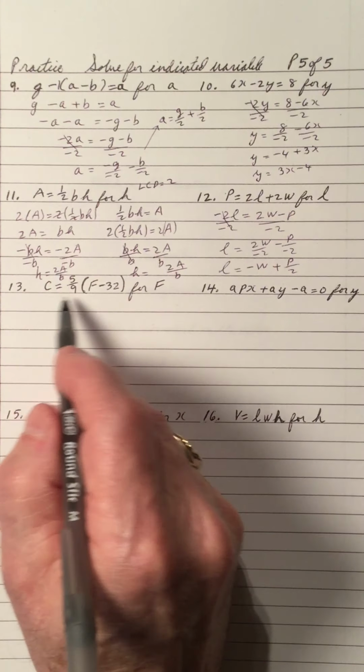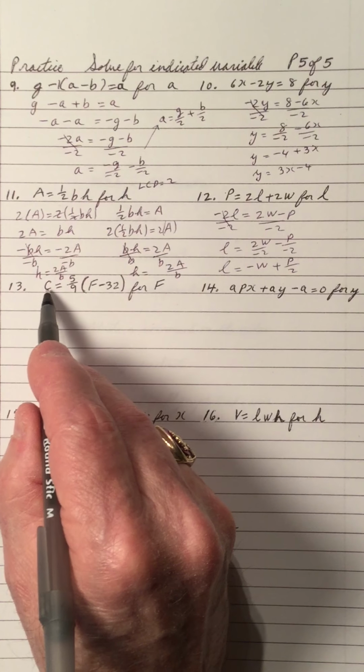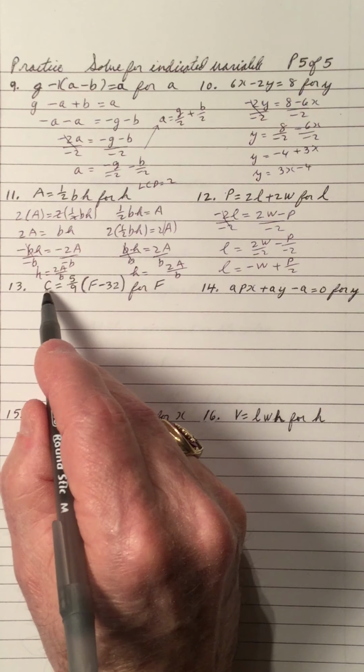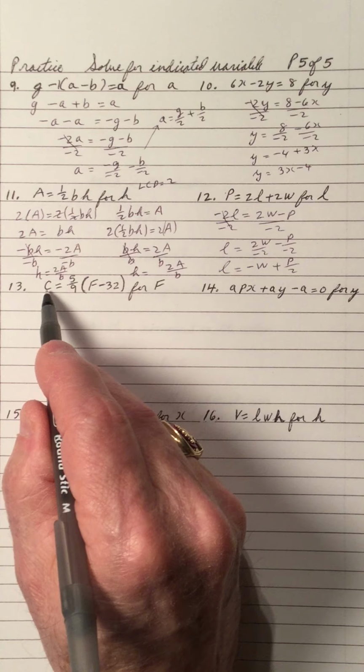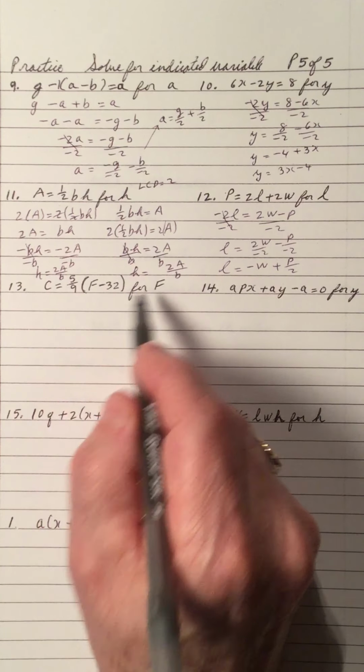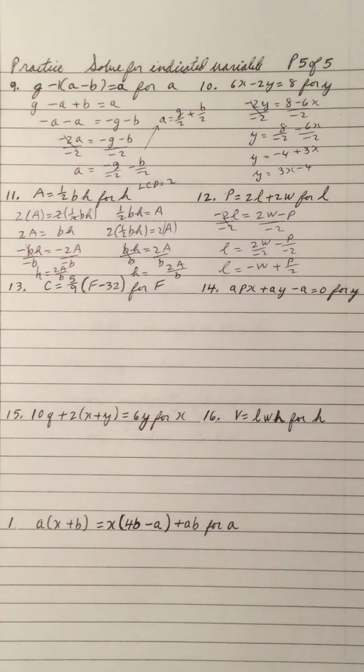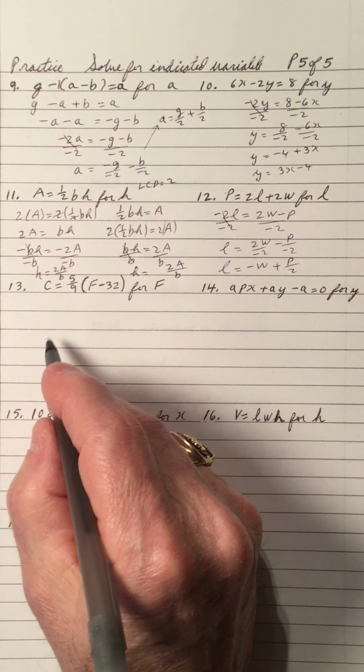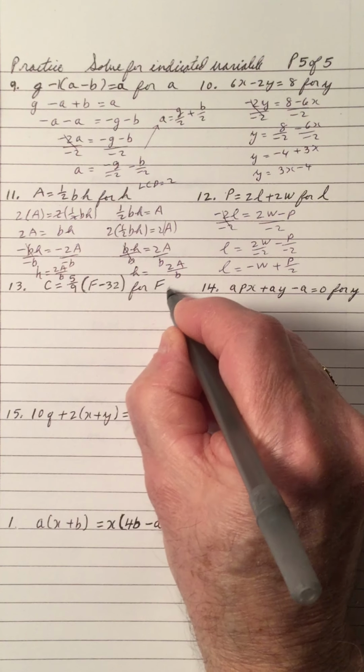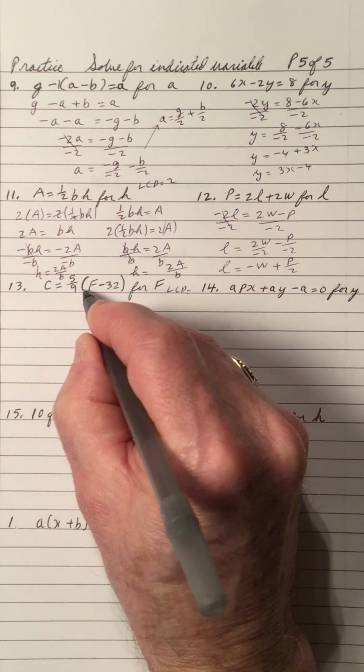This is the famous equation for temperature conversion. That's Celsius and that's Fahrenheit. Right now the equation is solved for Celsius. So let's solve it for F. What is the equation when you solve it for F? First of all, the LCD is 9.